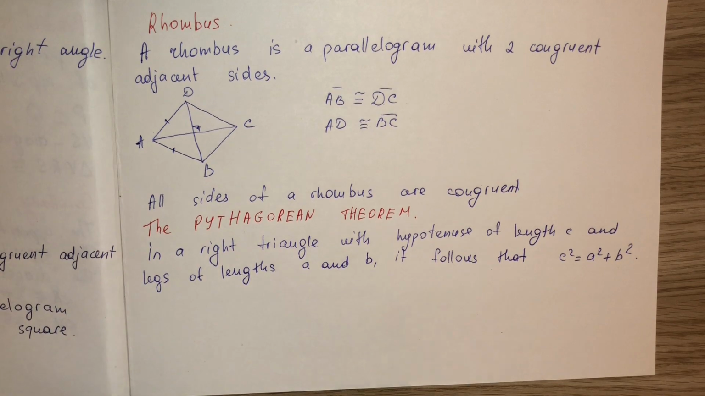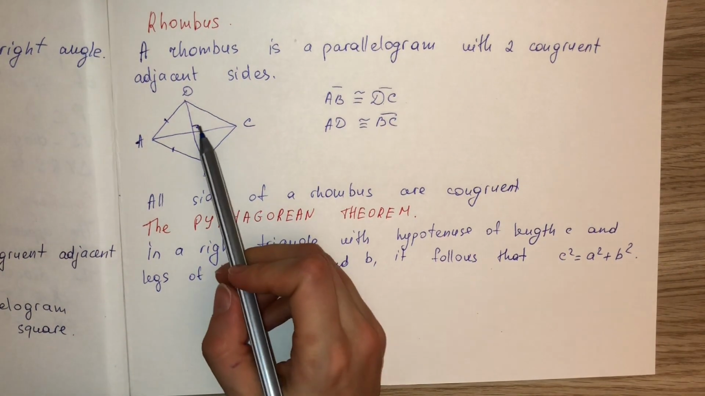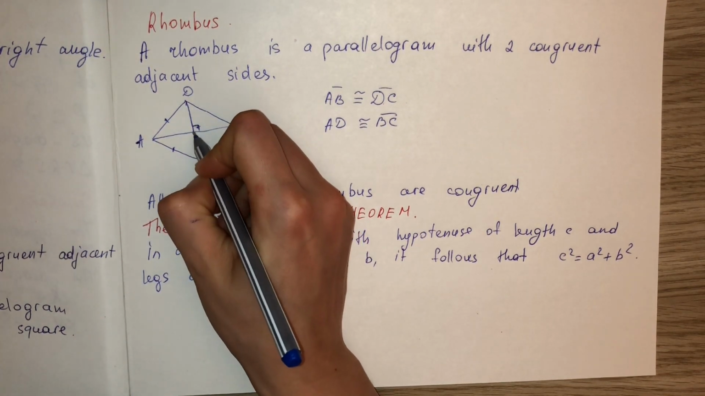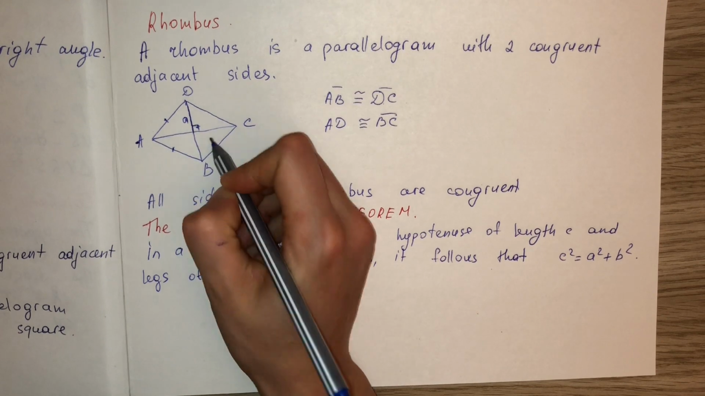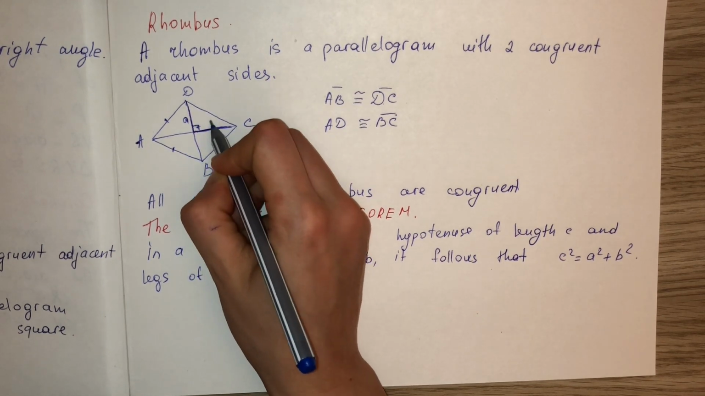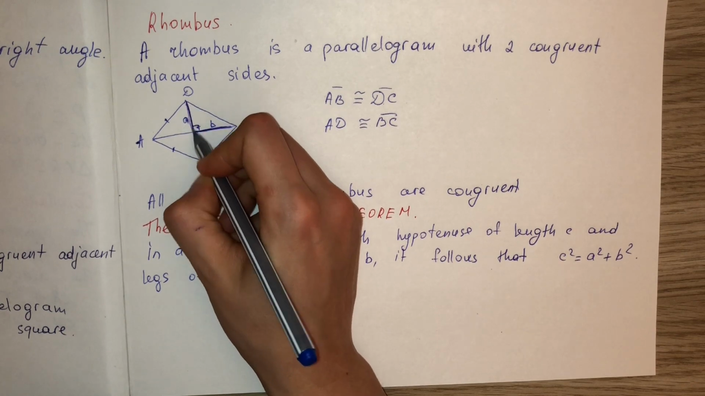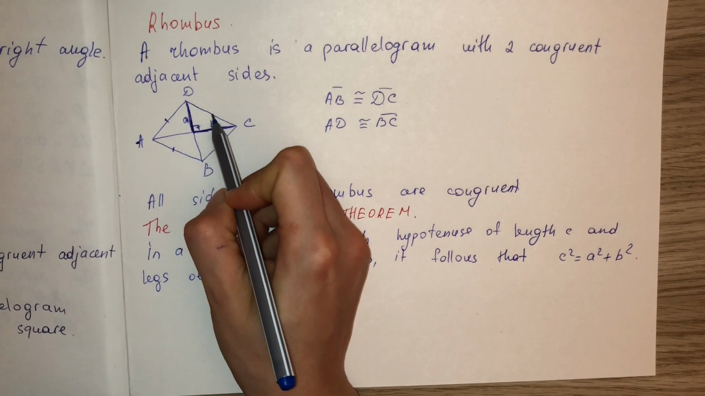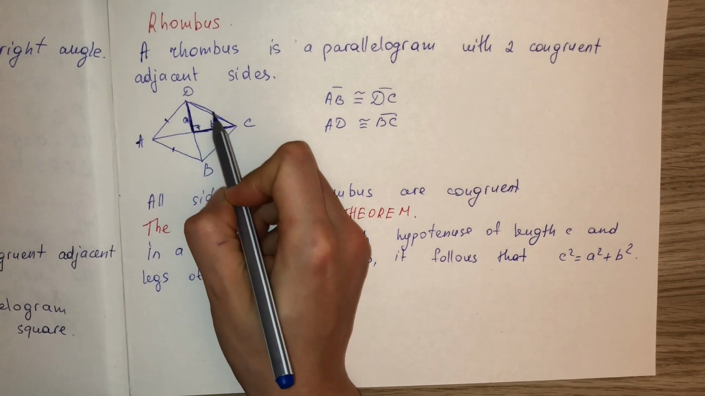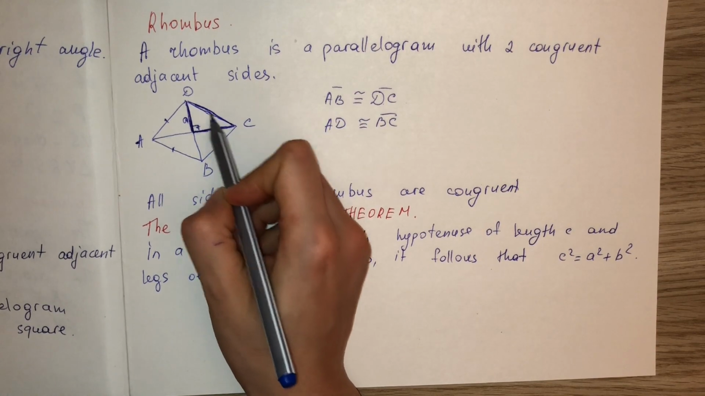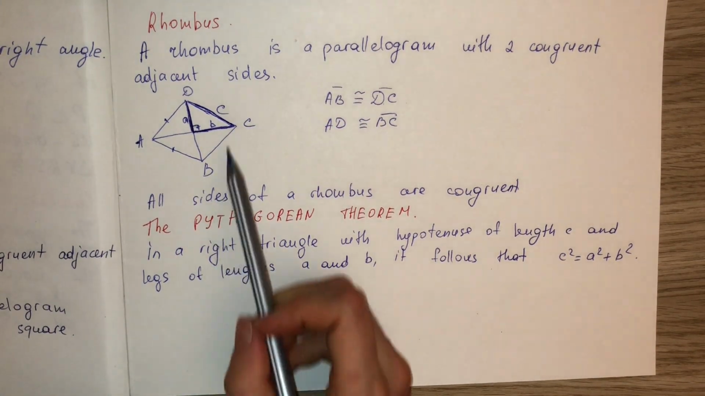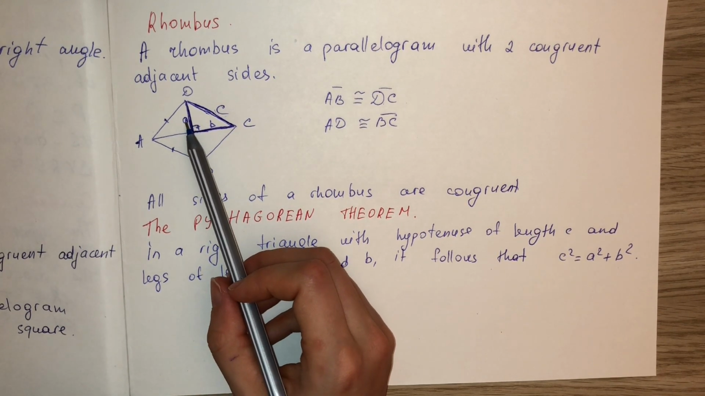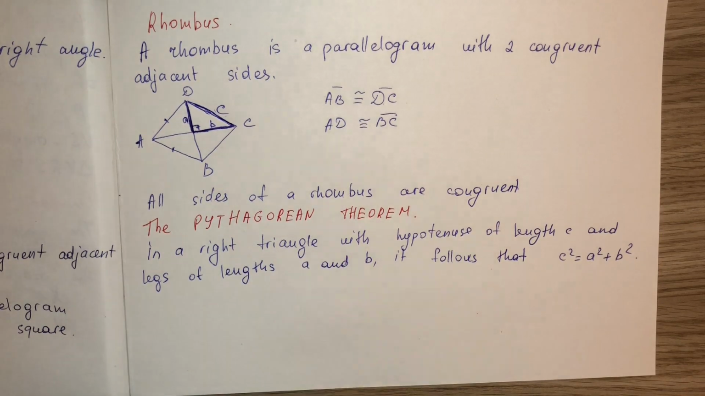So let's apply this theorem to this triangle. Here, let this be the leg A and the leg B, and this is the hypotenuse. Let it be the hypotenuse C. The square of the hypotenuse is equal to the sum of the squares of the legs.